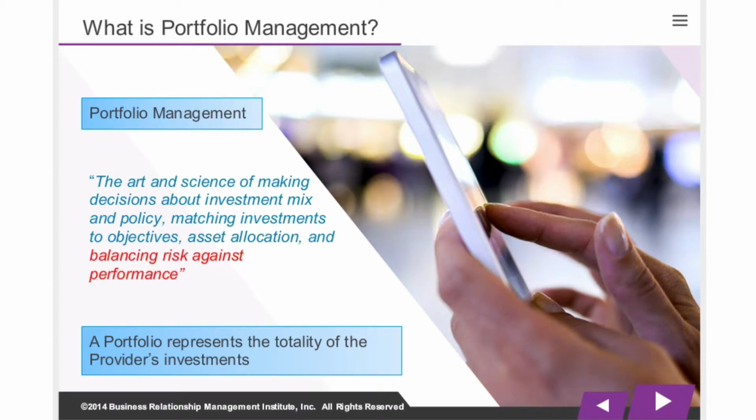The final part of the definition reads, balancing risk against performance. As I'm sure you know, opportunity and risk go together. The greatest opportunities often carry the greatest risk, while safety and low returns often go together. Portfolio management has to achieve an appropriate balance when making investment decisions.